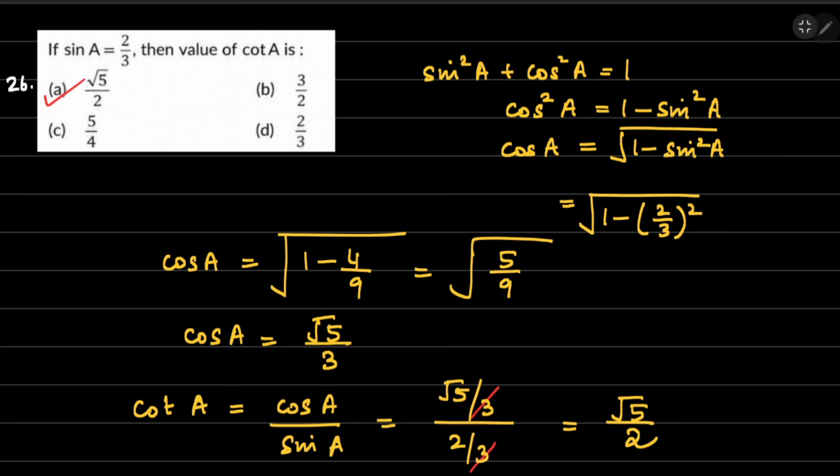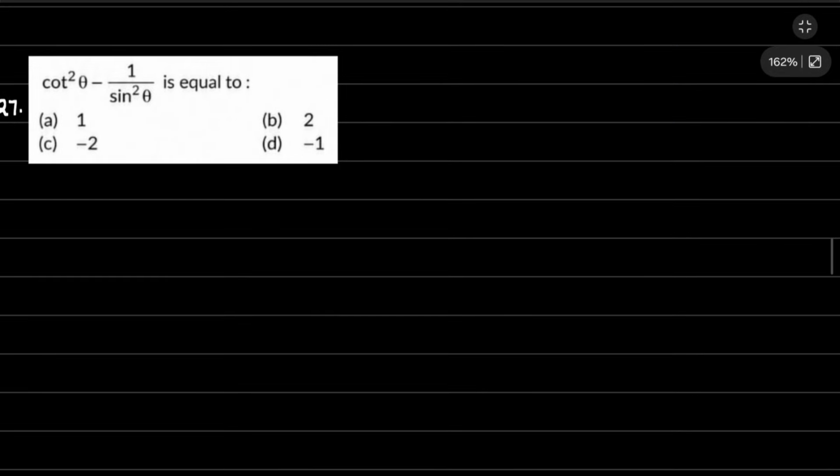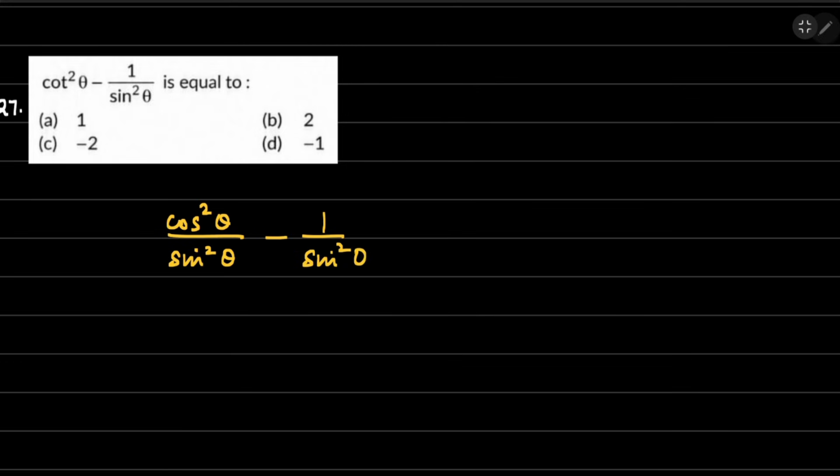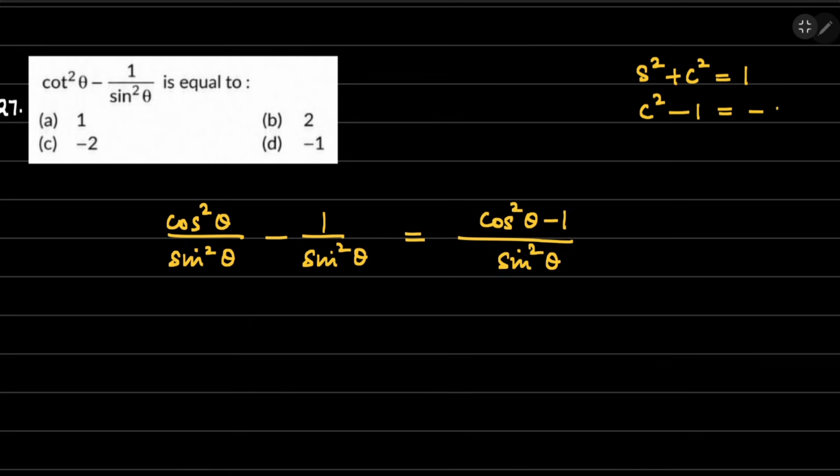Let's move on to the 27th question. Cot square theta minus 1 by sine square theta is equal to. Convert everything into sine and cos. So cot square is nothing but cos square theta divided by sine square theta, minus 1 by sine square theta. When you take the LCM denominator sine square theta, you have cos square theta minus 1. See, sine square plus cos square is equal to 1, so cos square minus 1 will be equal to minus sine square.